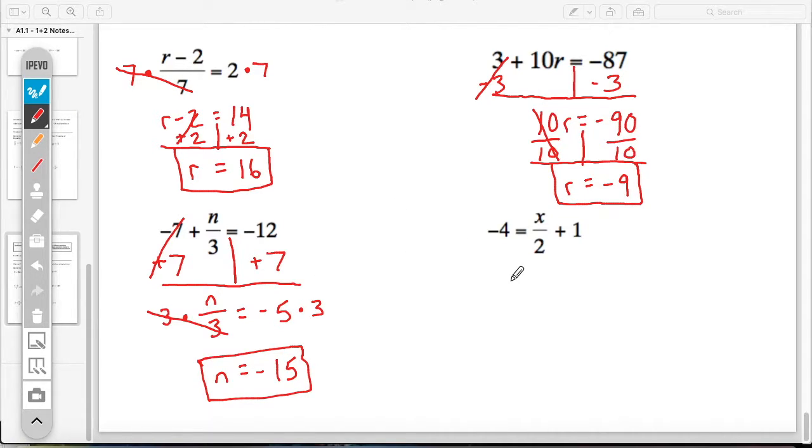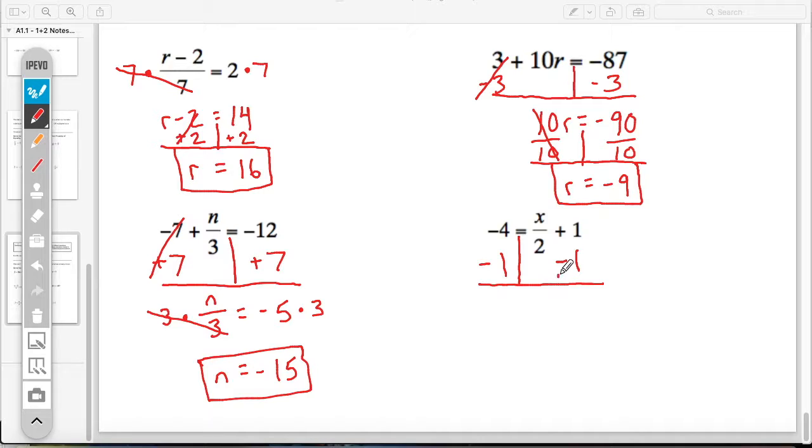Great. One last problem here. So I have negative 4 equals x divided by 2 plus 1. So let's make the t. Okay. So a tendency is actually to bring this negative 4 over onto this side. But if we do that, we are bringing numbers over to the side that has our variable. And we don't want to do that. We want to do the exact opposite. So instead of adding 4 over, I'm going to subtract this 1 from both sides.